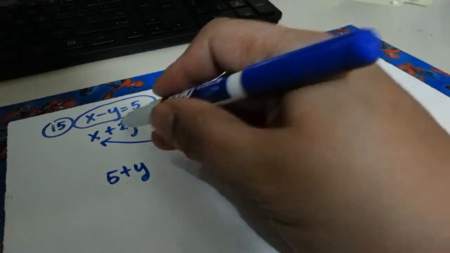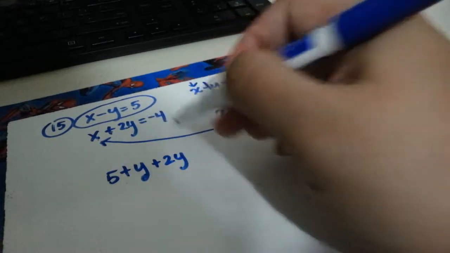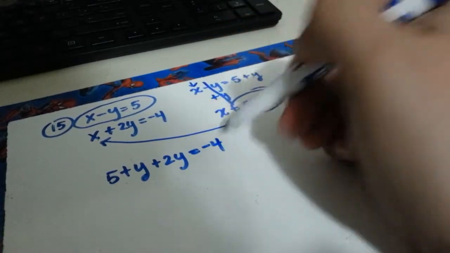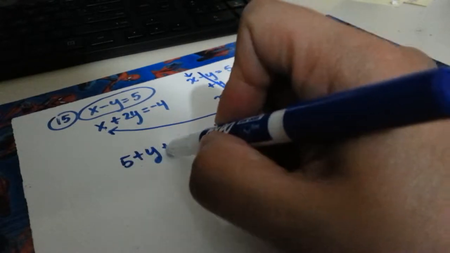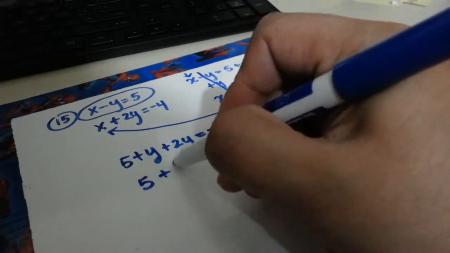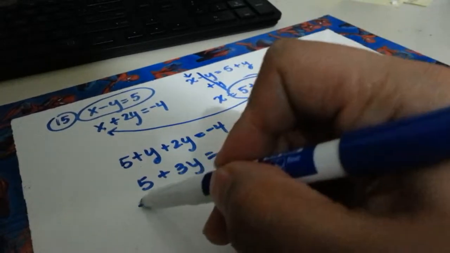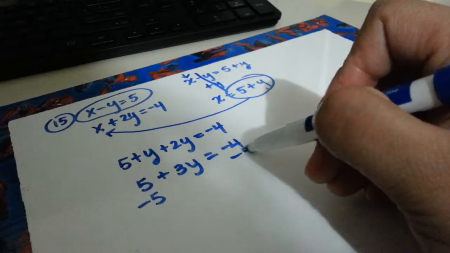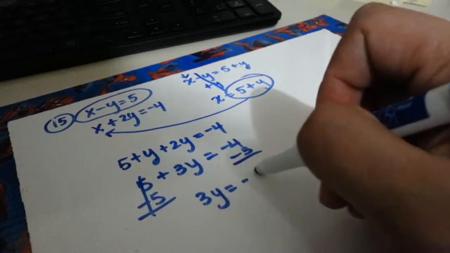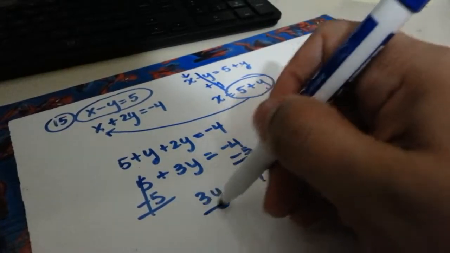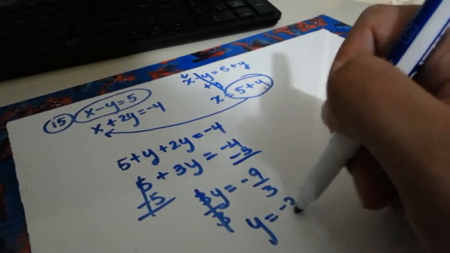It says plus 2y equals negative 4. Right. 5y plus 2y is 3y. I'm going to subtract 5 from both sides. I have 3y equals negative 9 divided by 3. I get y equals negative 3.